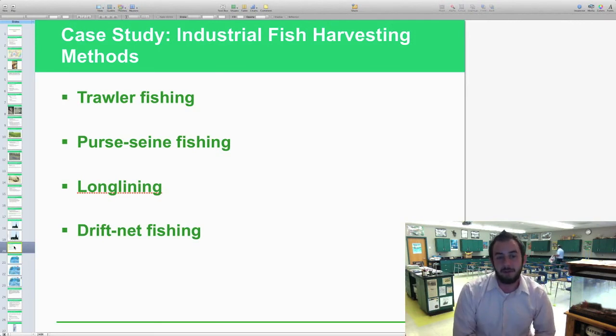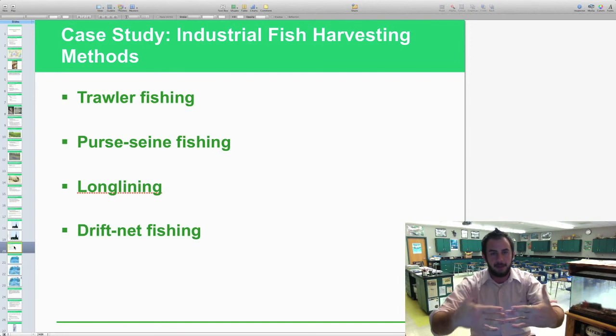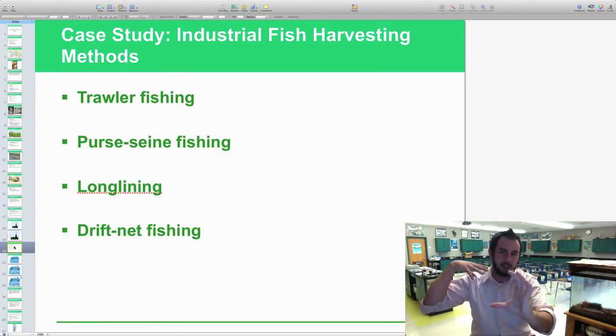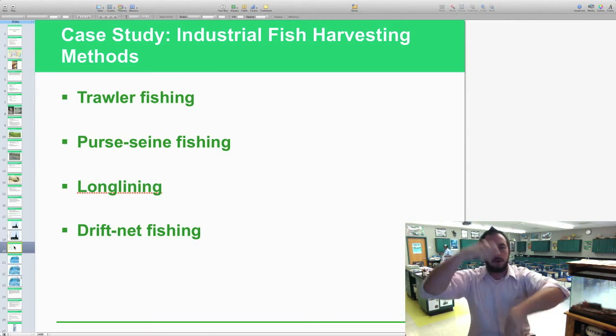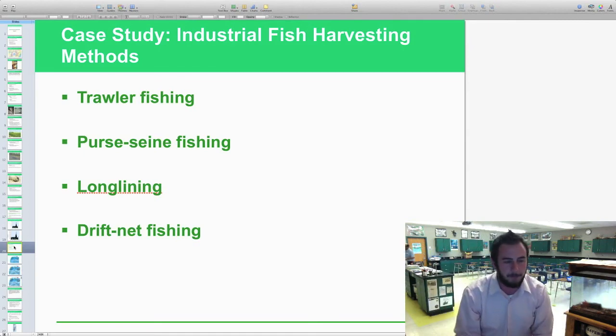And the last one is drift net fishing, where you're basically setting a net in the water column. It has certain mesh holes in it, and the fish swim into it, and they get their head stuck in it. They can't swim back out, so they get caught. You bring it up, and they're already dead for you for the most part.